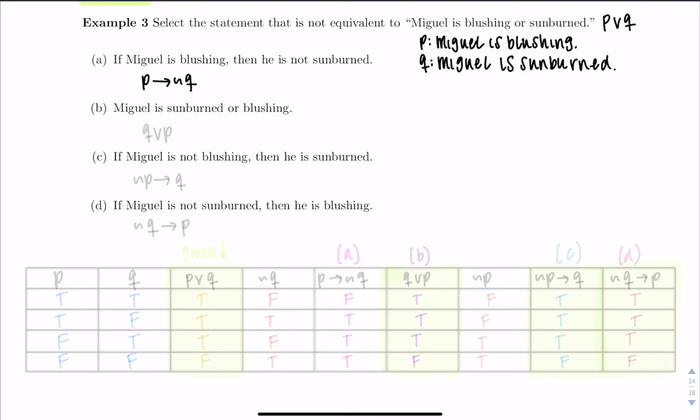Miguel is sunburned or blushing. Well, that's Q or P. If Miguel is not blushing, then he is sunburned. So that's not P, arrow, Q. And the last one is if Miguel is not sunburned, then he is blushing. That's if not Q, then P. So we're going to construct a really big truth table so we can compare and see if we have the same truth values.